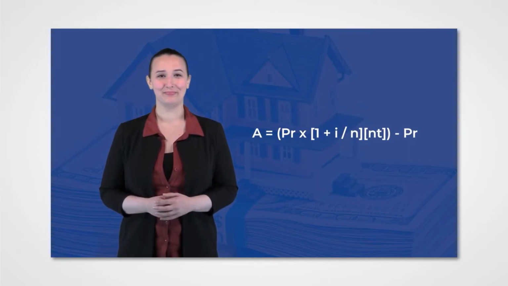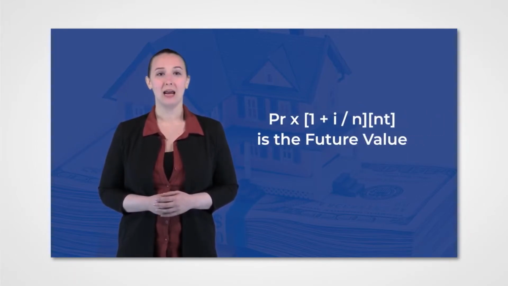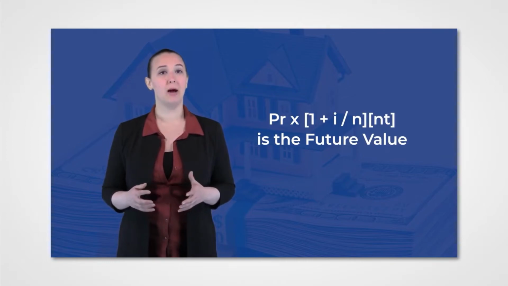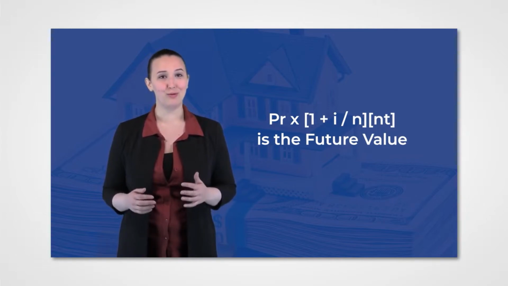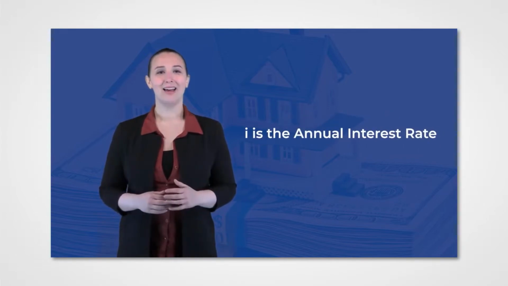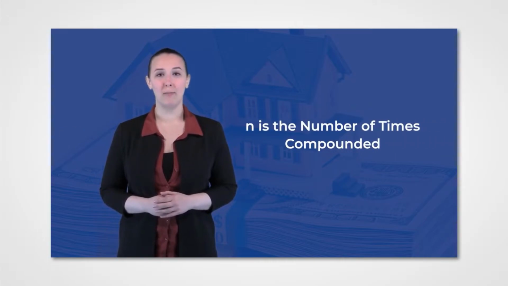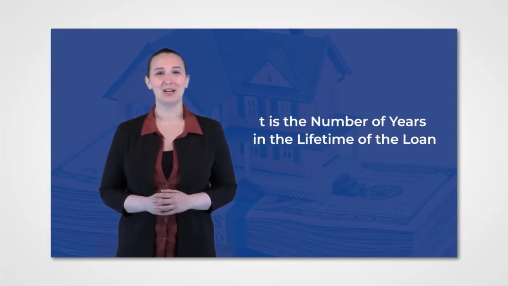Or, for this shorthand, A is the amount of interest, PR multiplied by 1 plus I divided by N to the power of N multiplied by T is the future value. I is the annual interest rate, N is the number of times compounded, and T is the number of years in the lifetime of the loan. Now we can extend the scope of the loan beyond just a single year.